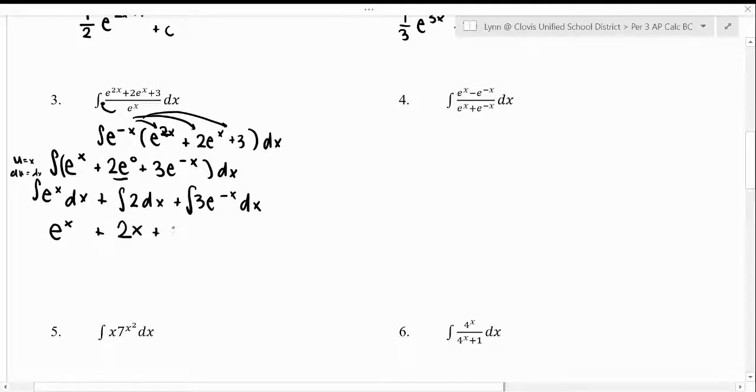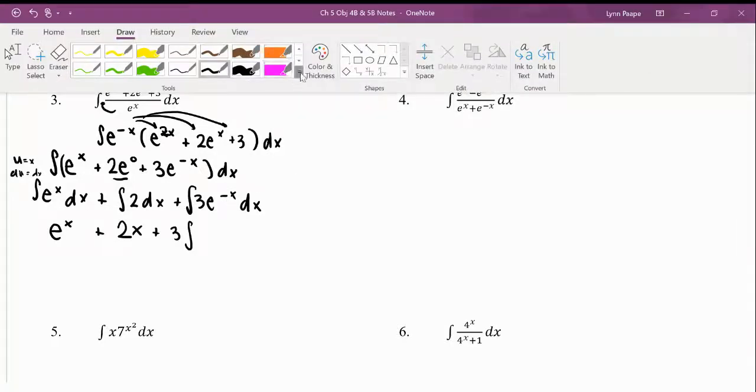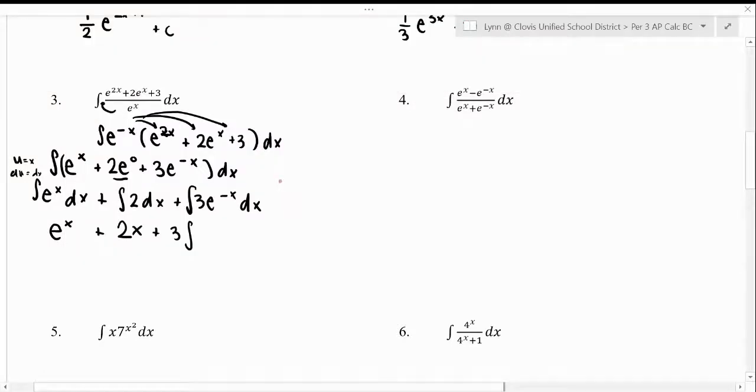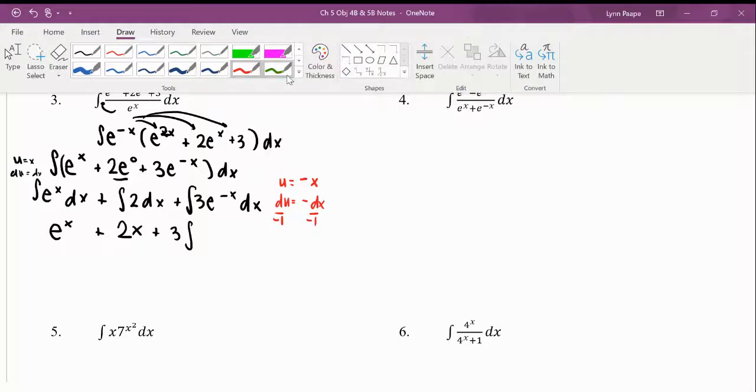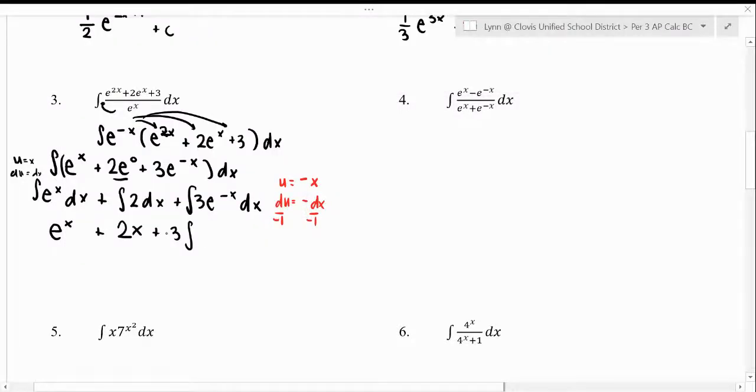And then on this one, I'm going to pull the 3 out. And then because this is not just a regular x, I'm going to go ahead and do my u substitution. And again, those of you who do this in your head, perfect. So I would let u equal negative x, and then du equals negative 1 dx, and then divide by negative 1. And so then when I do that, I'm going to move that negative 1 out to the front. So that will actually be a negative 3 here. And then I will have e to the u du.